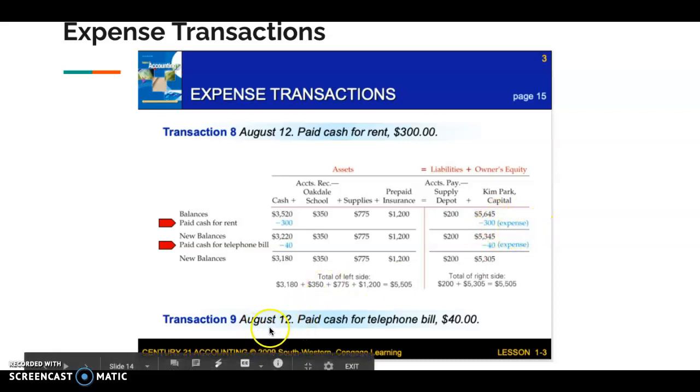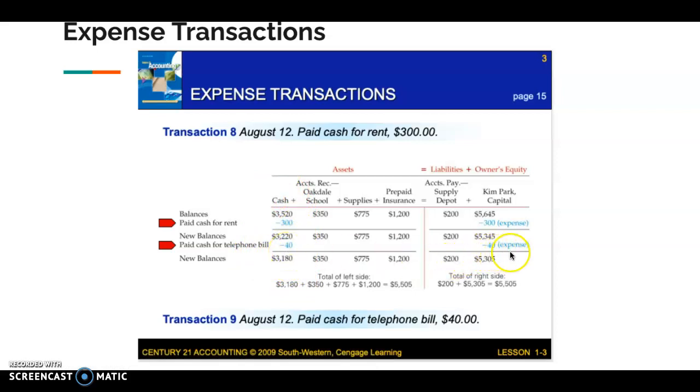Same thing down here. On the 12th, we paid cash for the telephone bill. Okay, so we're going to come over here and we're going to lose $40 in cash because we have to pay our bill. And then we're going to come over here and again, we have less equity in our business because we had to pay that $40 for our phone bill.